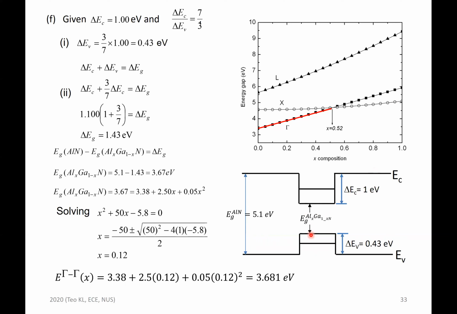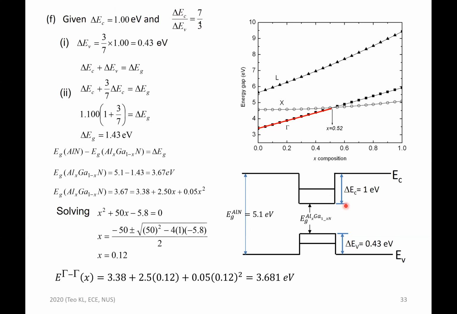At what composition? The conduction barrier height, or the conduction band offset, because the electron is trapped in the well, is sometimes called the barrier height. It's given as 1 eV. Delta EC over delta EV is 7/3. So delta EC is 1 eV, and you can calculate delta EV to be 0.43 eV.